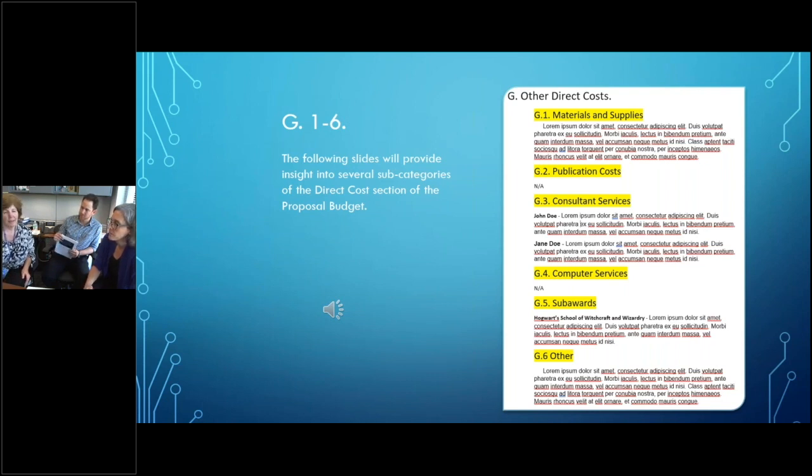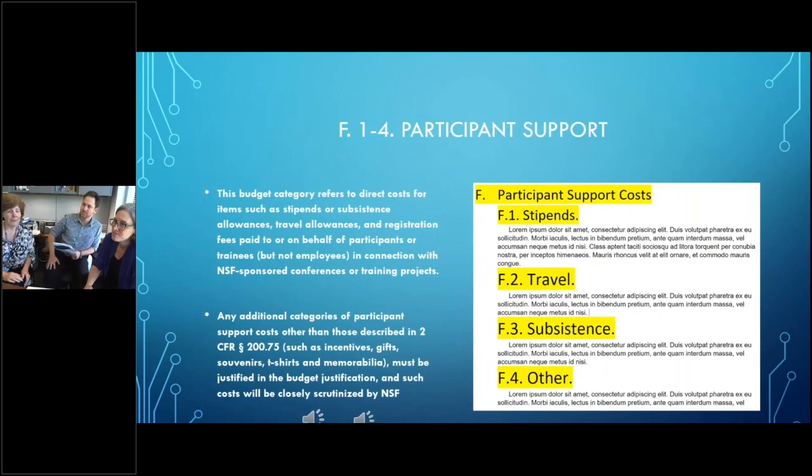I'd like to say this is not the time to be creative. Be creative in your narrative. Be creative in the ideas you're putting forward. But really, if we're talking about stipends, it's F.1. It's not just stipends there. And it just really helps us to locate this and move it forward.